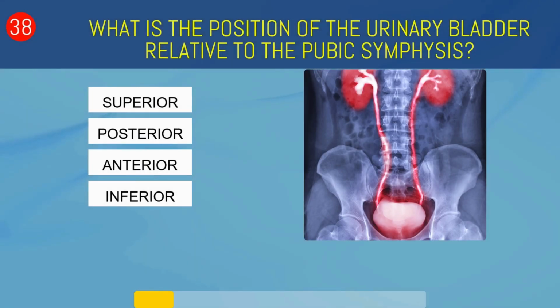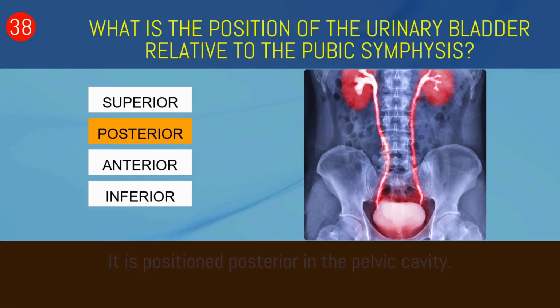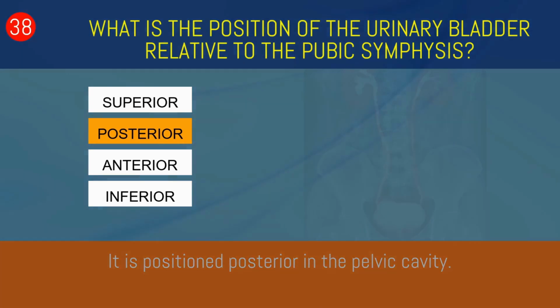What is the position of the urinary bladder relative to the pubic symphysis? Superior, posterior, anterior, or inferior? Posterior. It is positioned posterior in the pelvic cavity.